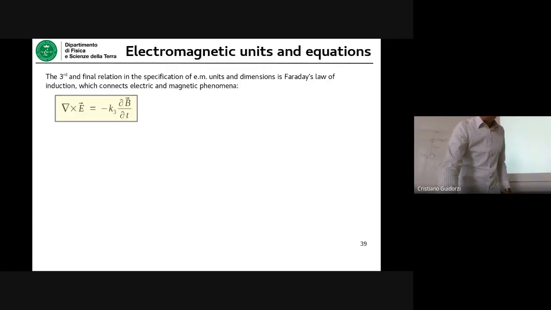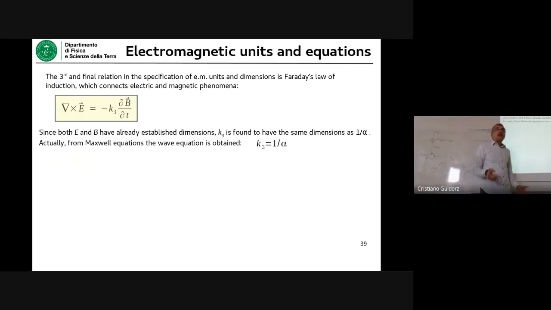And finally, you have to consider the mixture of the two fields. For example, with Faraday's law, you create an electric field just with a variable magnetic field, which is described, as I said, by Faraday's law. Again, for reasons of convenience, you might want another constant, which again allows you some freedom in choosing the units of measure, which we call K3.